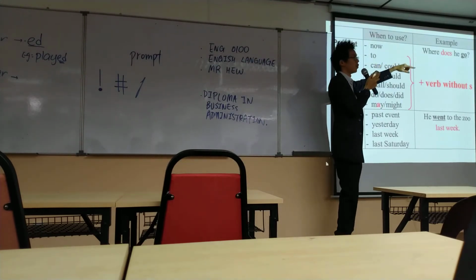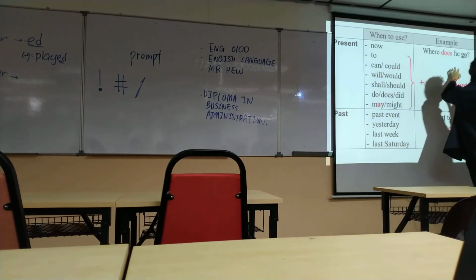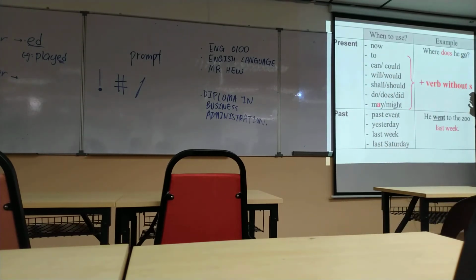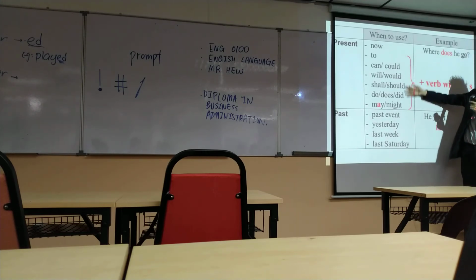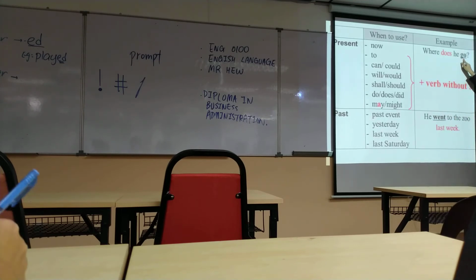Like, where does he go? Normally we write he, she. Normally the verb after he or she, we put an s. Okay, like he goes to the canteen, he goes to the toilet, he goes somewhere. But when we see the word does, which we call a modal verb, this is what we call modal verb, we use present tense without s behind it.